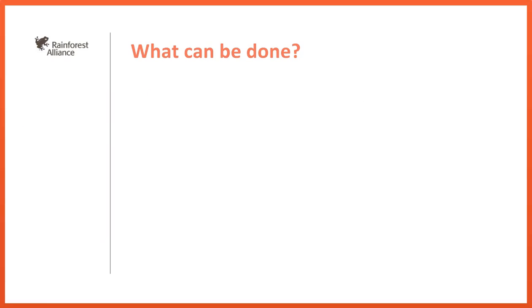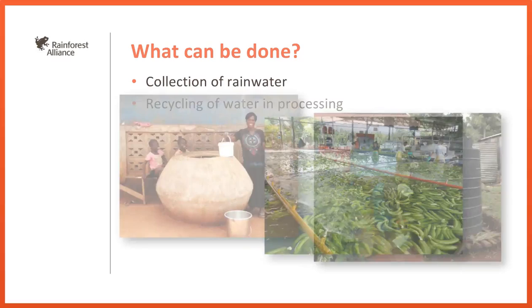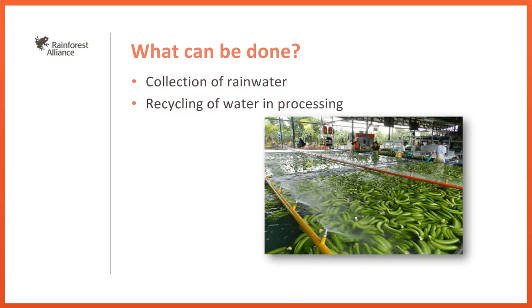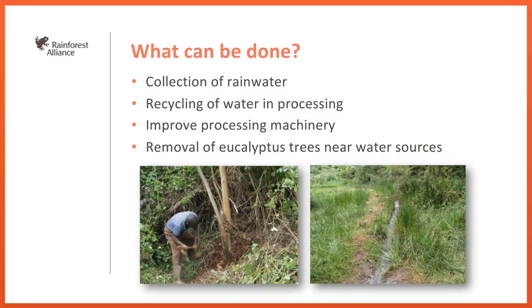What are other ways of conserving water sources? You can collect rainwater that falls on the roof and keep it in a tank. The water can be used for irrigation or domestic purposes such as cleaning and laundry. Depending on the processing, you may be able to filter the water used and reuse it again in some part of the processing. Some new processing machines are designed to economize the use of water. If you are renovating your machinery, you can consider an option that is more water efficient.